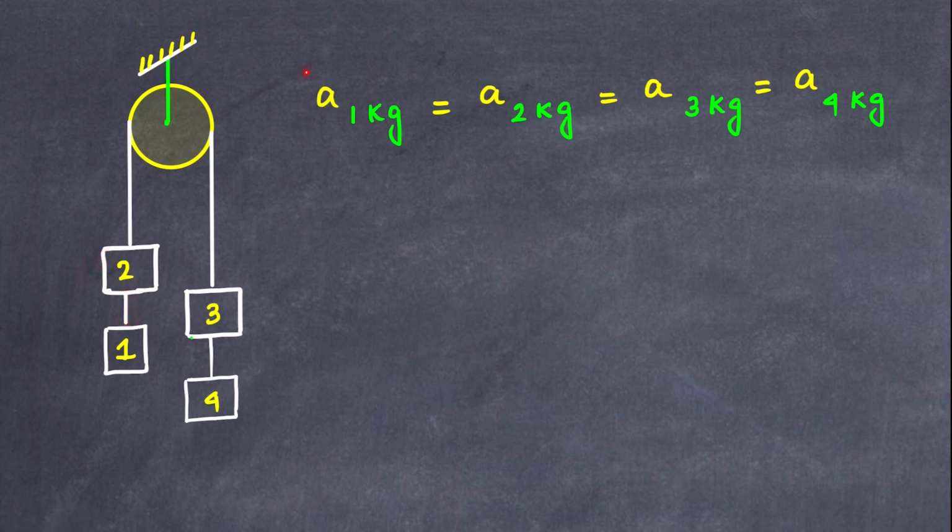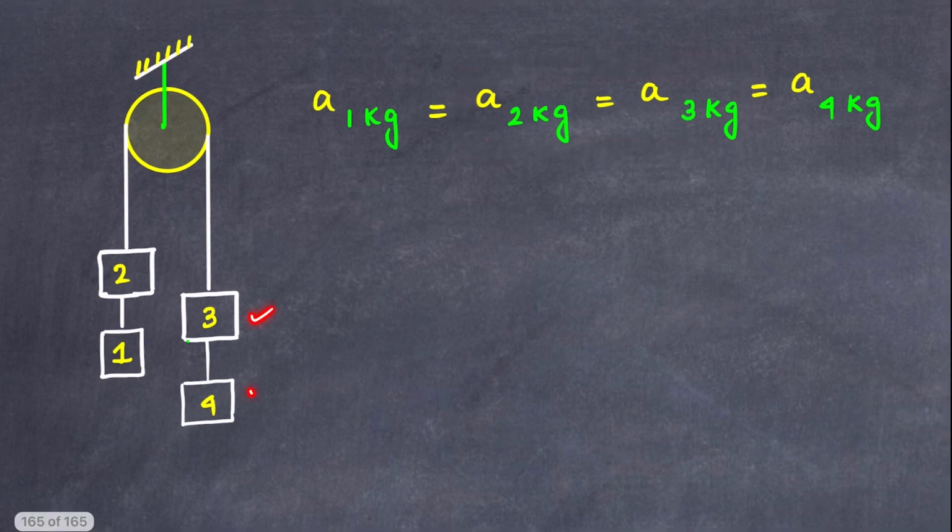So that's why the acceleration of the block of 1 kg will be equal to the acceleration of the block of 2 kg. Similarly, the block of 2 kg is connected to the block of 3 kg by a single string which passes over the pulley, right? So that's why the acceleration of the 2 kg will be equal to the acceleration of the 3 kg block, and the 3 kg block is connected to the 4 kg block by a single string. So that's why the acceleration of the 3 kg block will be equal to the acceleration of the 4 kg block. So in conclusion, the acceleration of the 1 kg block will be equal to the 2 kg block, will be equal to the 3 kg block, will be equal to the 4 kg block.